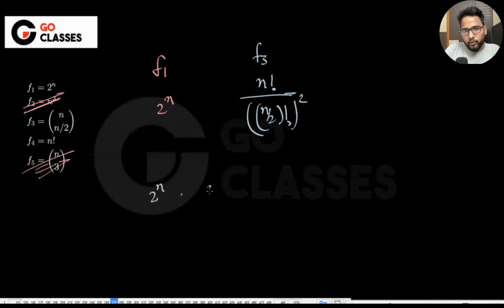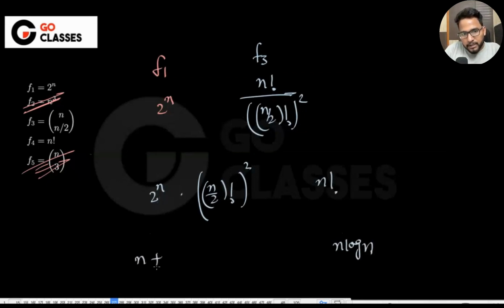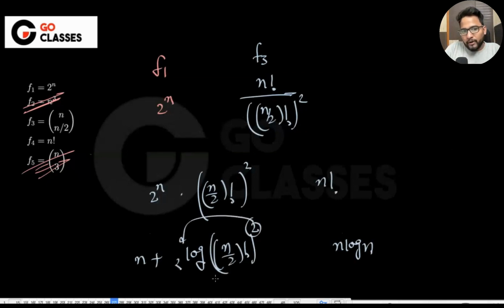This is 2 power n into n by 2 factorial square. This is n factorial, right? Now just take the log. If you take the log now, this is n log n, plus log of n by 2 factorial square. You take this 2 outside, and then it will be n by 2 log n by 2. So this is n plus n by 2 log n by 2, which is again n log n. If you just simplify, this is n log n, and this is n log n. Both are coming out to be equal. So what to do now?